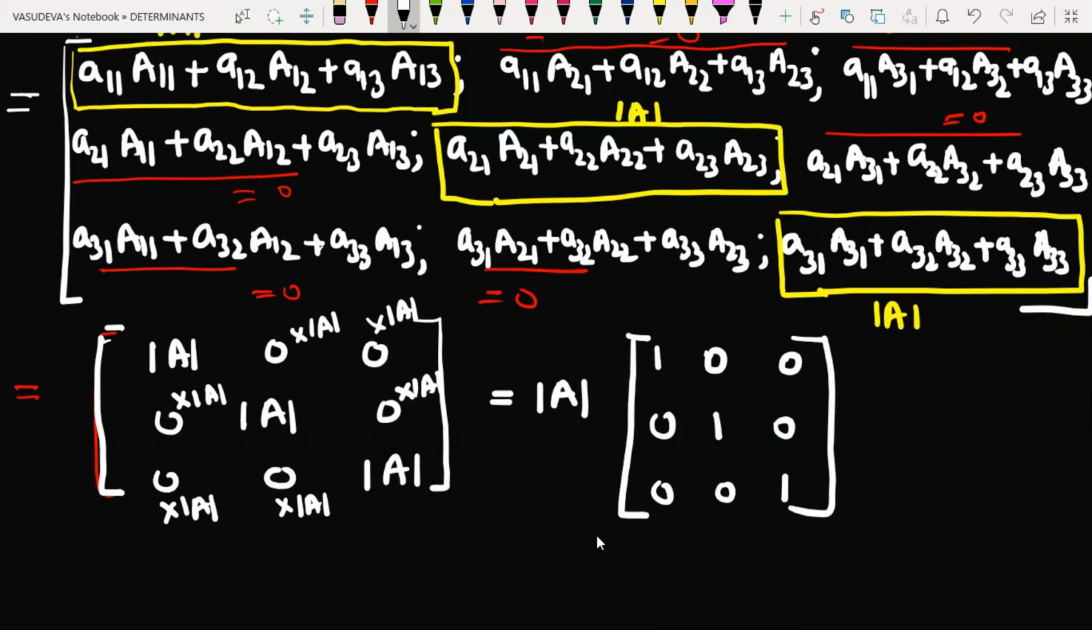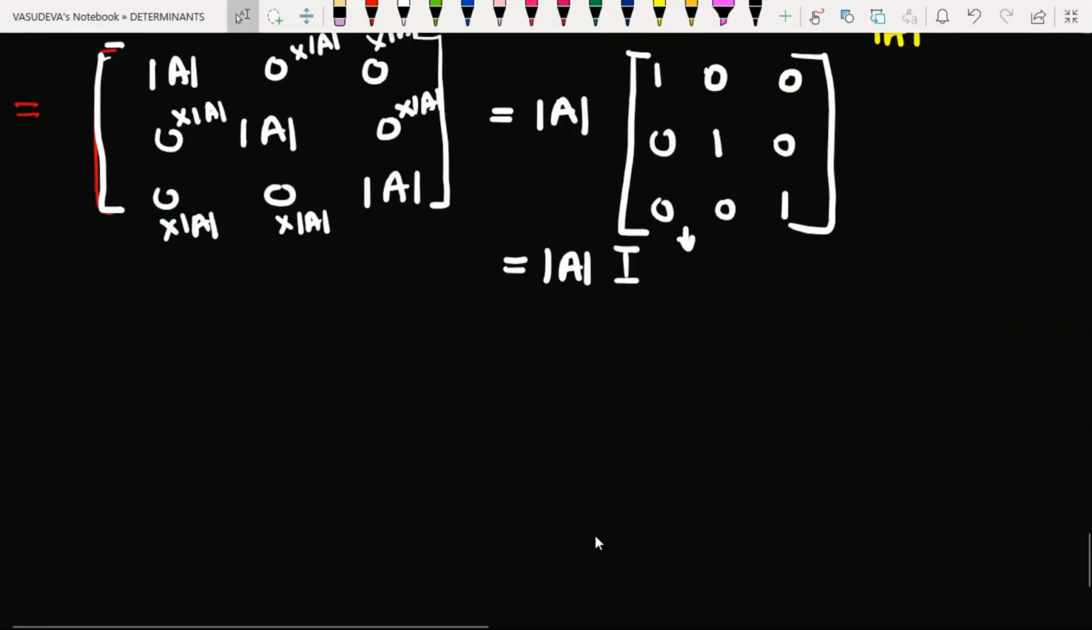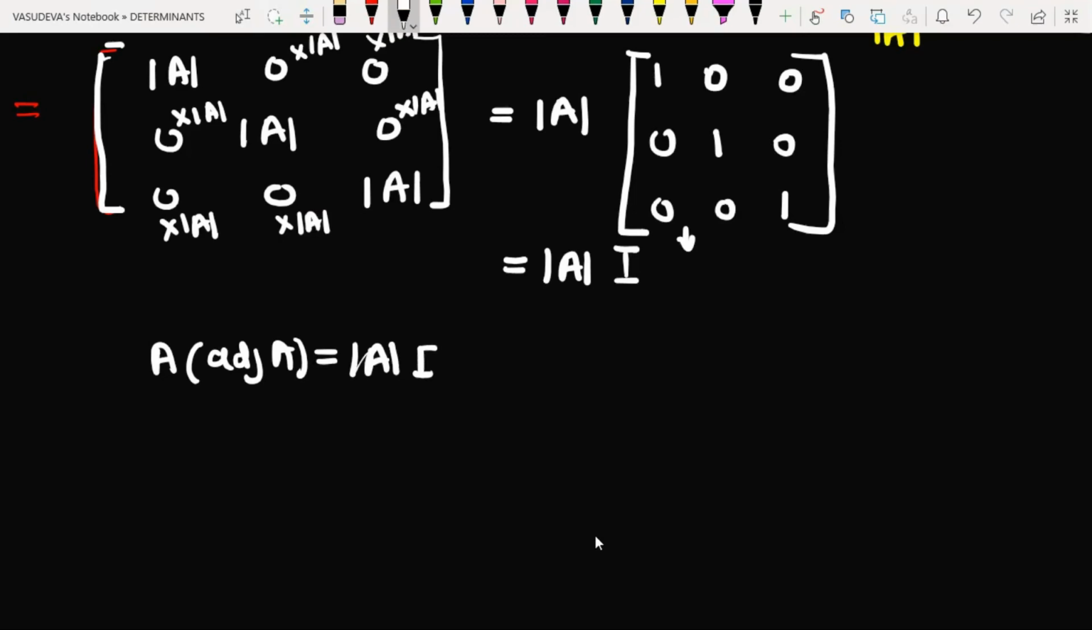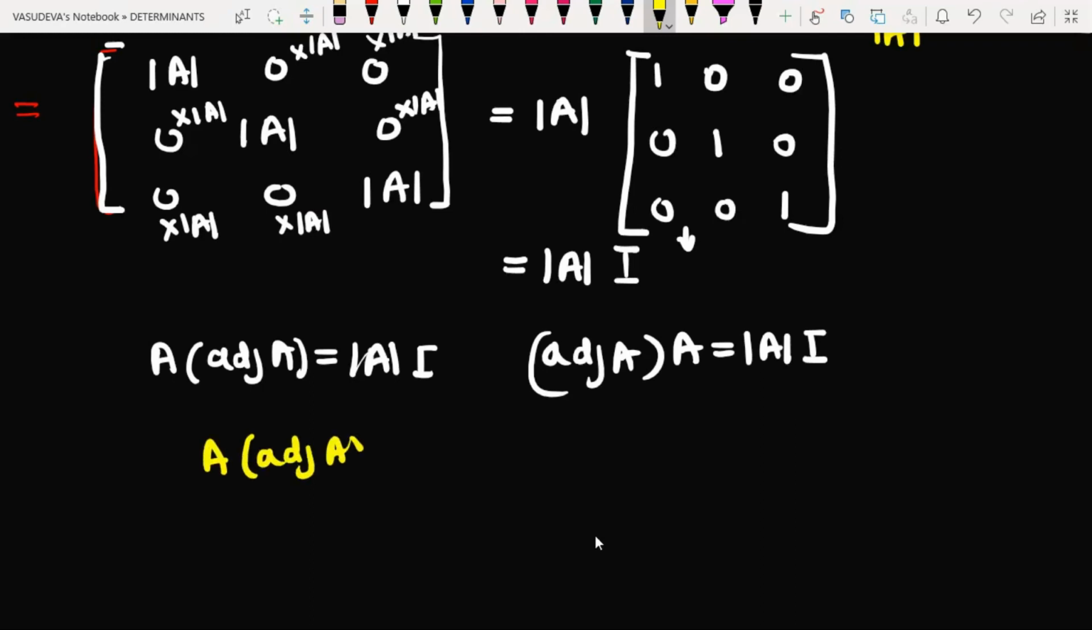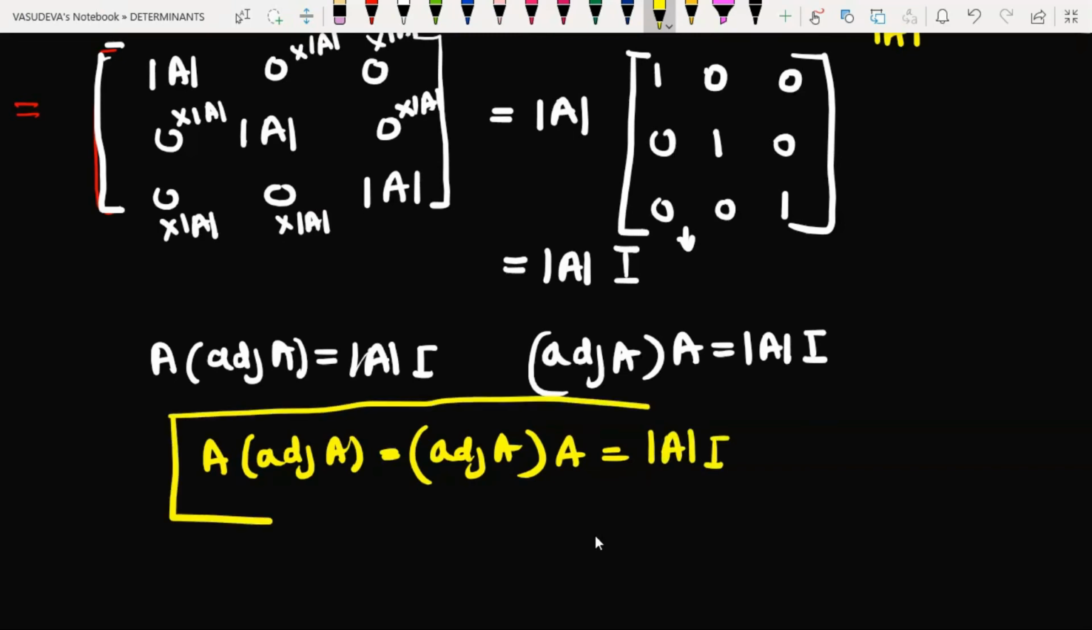So when you multiply determinant of A to this unit matrix, you are getting the same matrix. So we got the result determinant of A into I, the identity matrix. So from this conclusion we arrive at the result that A into adjoint of A is equal to determinant of A into I. Similarly, adjoint of A into A, we are also getting determinant of A into I. So from this we conclude the very important concept that A into adjoint of A is equal to adjoint of A into A is equal to determinant of A into I. So this is one of the important concepts.